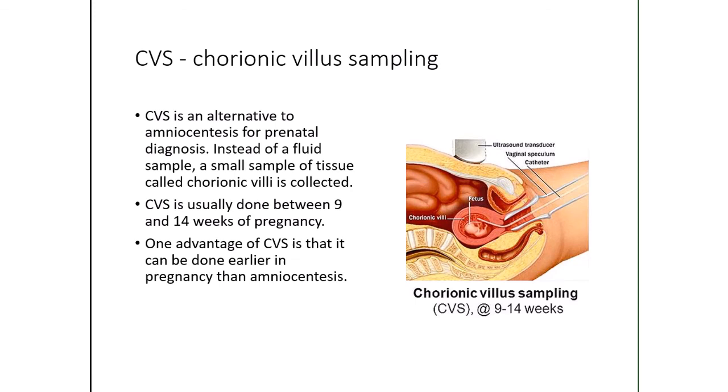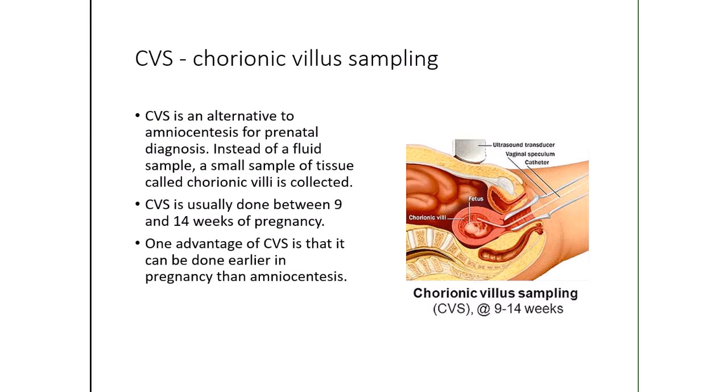You can think of it as the baby side of the placenta, and it's derived from the same tissue cells as the baby. So it's going to have the same genetic material, and that involves inserting a catheter through the vagina, and the whole process will of course be guided by ultrasound, and you can perform this as early as 9 weeks and all the way up to 14 weeks of pregnancy.